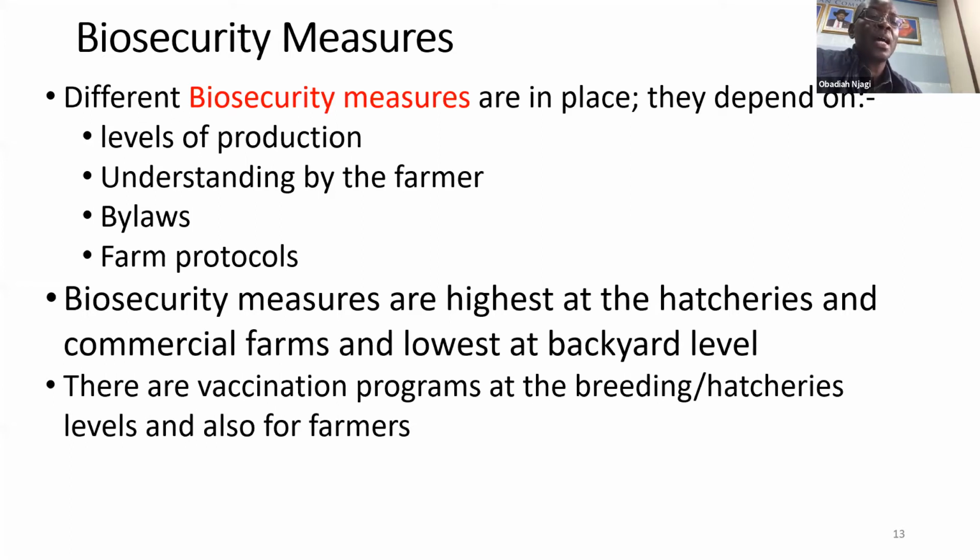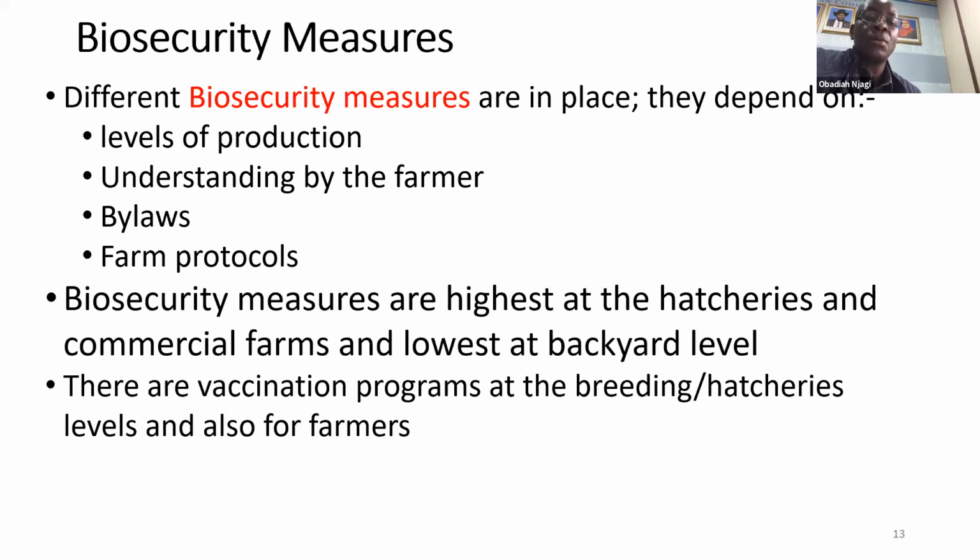Of course, when you look across, you see that the biosecurity measures are highest at the hatcheries and the big breeding farms, commercial farms, and they may be lowest at the backyard level, where the production is actually largely free range behind the houses, the so-called backyard. We have vaccination programs at the breeding hatcheries, where it is a requirement by law that certain vaccinations are done at the breeding level, that is at the hatchery level. And by the time the day-old chicks leave the hatchery, certain vaccinations are required to have been done. And the farmer also lives with a protocol or a schedule that guides them on what other vaccinations and the timing of those vaccinations they need to carry out along the life of the bird.